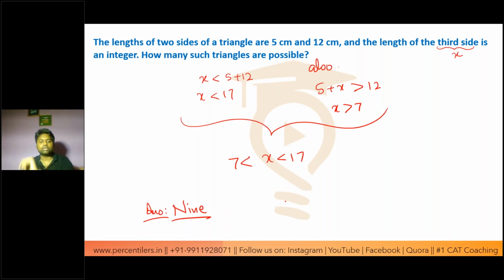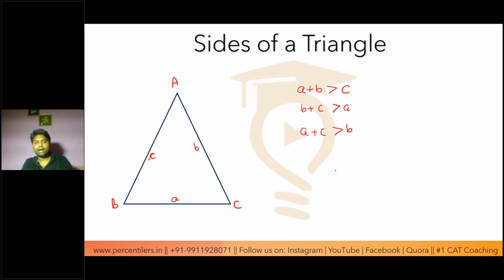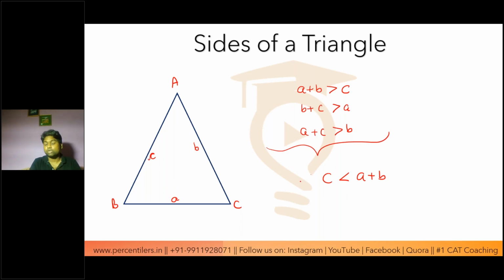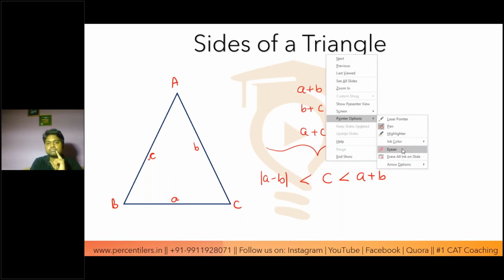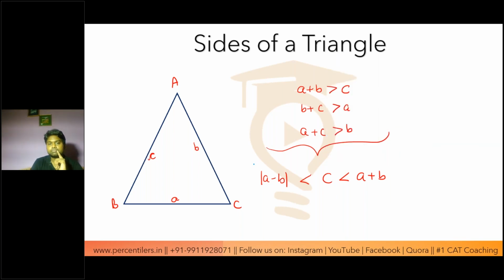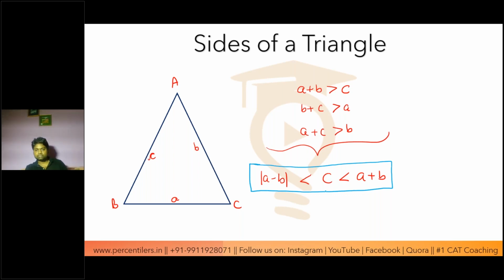So I want to go back to the previous slide and complete this theory. So the third side is less than the sum of the other two sides, but is also greater than the difference between the other two sides. This is the complete picture. And this is true for any of the three sides.